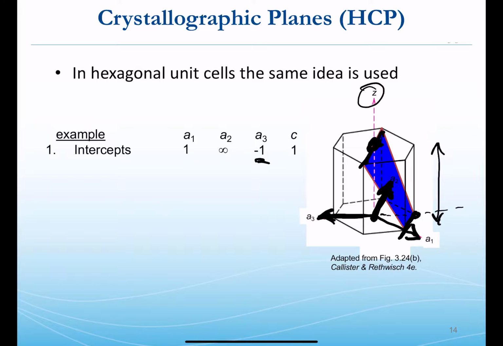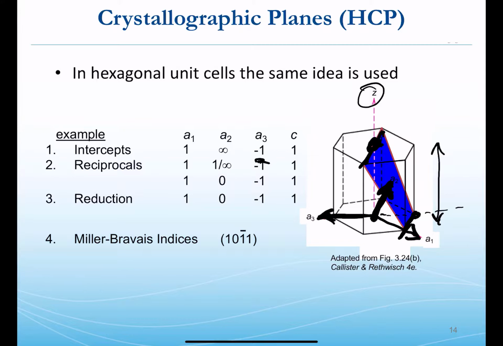So you can see here as we go through the same procedure, reciprocal, reduce, and use parentheses, that we now have a 4-digit Miller-Bravais indices for this plane, which represents the information of a hexagonal system. So seeing information with 4 digits helps you recognize a hexagonal system.